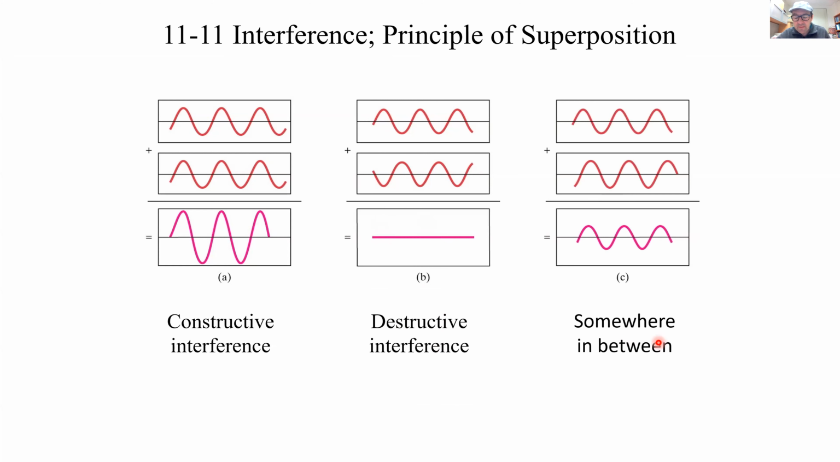Now, in between, you get something else, right? If this lower wave is not shifted an entire half wavelength, then you get something in between. For example, this peak is not quite aligned with that one. So you get some degree of constructive interference, but the result is not as big as this one is when they're aligned perfectly. So this is somewhere in between perfect constructive interference and perfect destructive interference.